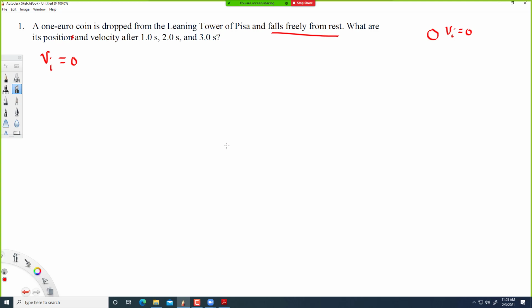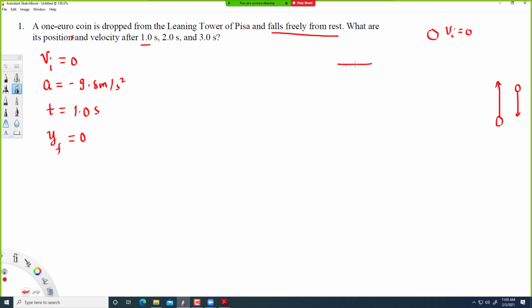And whenever we deal with any kind of vertical motion problem, you can consider a to be negative 9.8, whether it's moving up or moving down. For both cases, that's the acceleration. And then the time is given, so that's t, 1 second. And we want to find the final position. And we can consider that the initial position is 0.